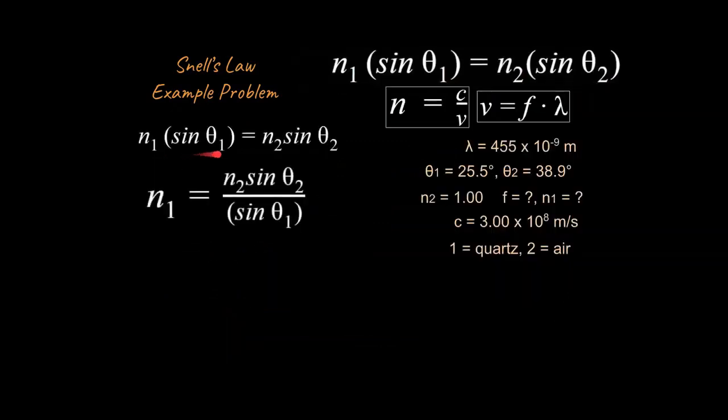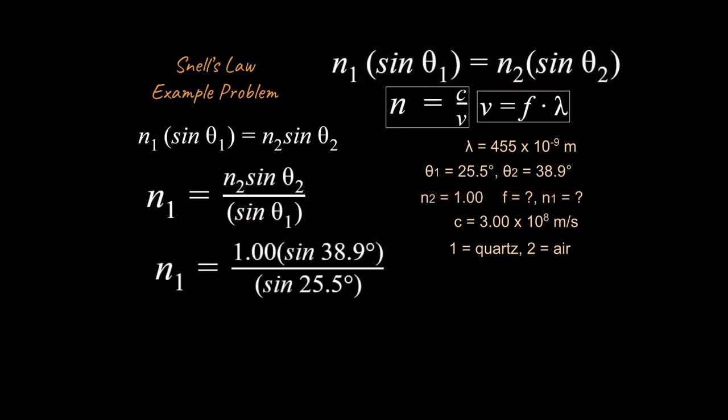Alright, so the very first thing we're going to do is write out Snell's law. In this case, we don't know our n1 value. We do know our theta 1, our n2, and our theta 2. So we're going to isolate for n1. And after we've done that, we've basically isolated for our unknown. So now we're ready to plug this value in, and we end up with a value of 1.46.